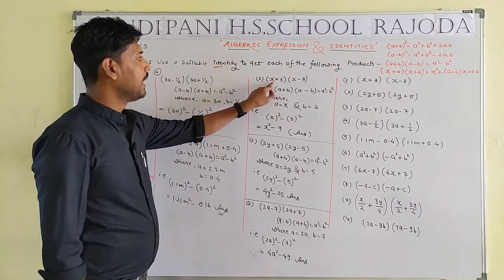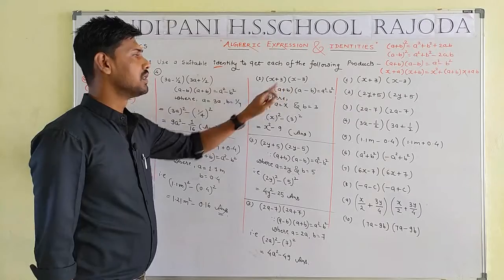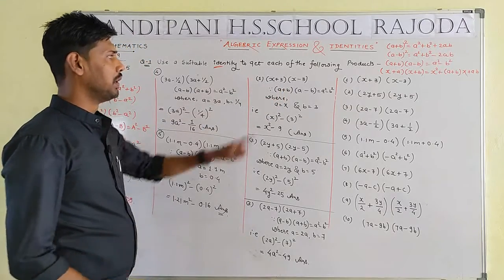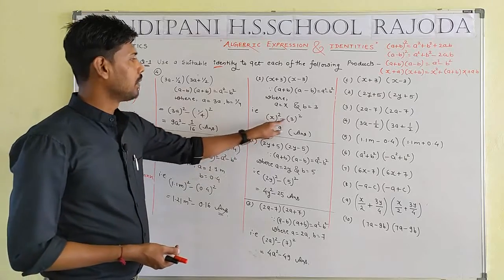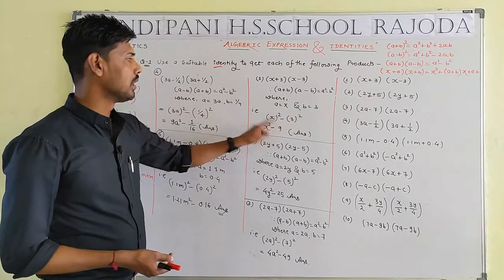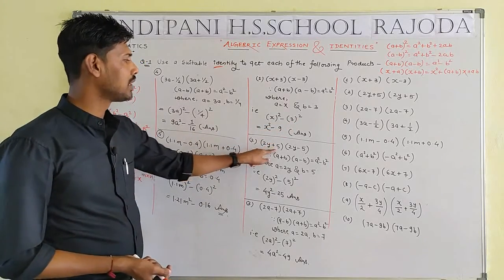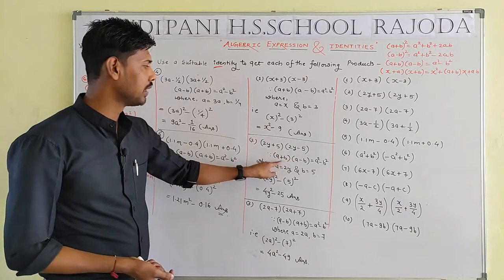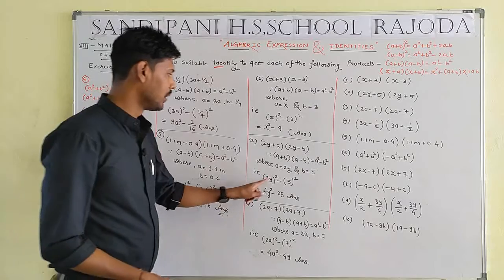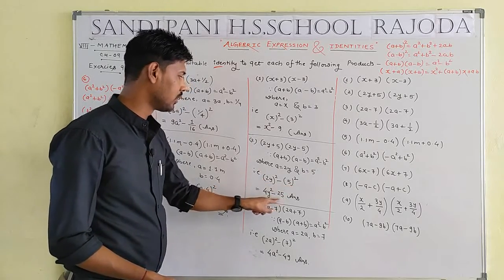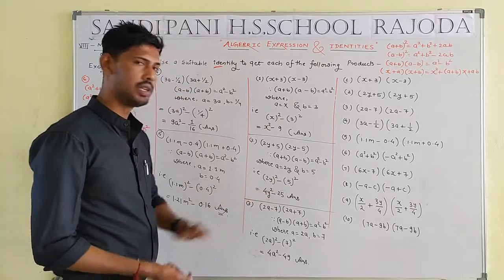Here x plus 3, x minus 3, that means a plus b, a minus b will be equal to a square minus b square. Identity, a square minus b square, what is the square of 3? 9. Next one, 2y plus 5 and 2y minus 5, that means a plus b, a minus b will be equal to a square minus b square. So a square minus b square, 5 fives are 25, 2 twos are 4 and y square.